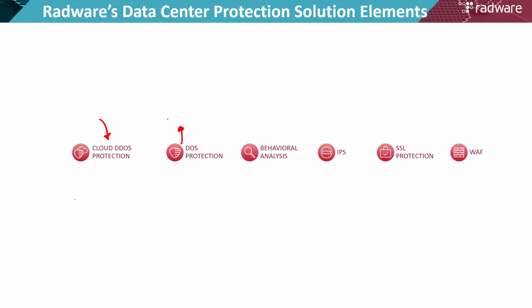For DoS protection, we will be using DefensePro devices. So in order to protect against DoS kind of attacks, we'll be using DefensePro devices. For the WAF, to protect against layer 7 kind of attacks, we have web application firewall, which is also known as AppWall when it comes to Radware.